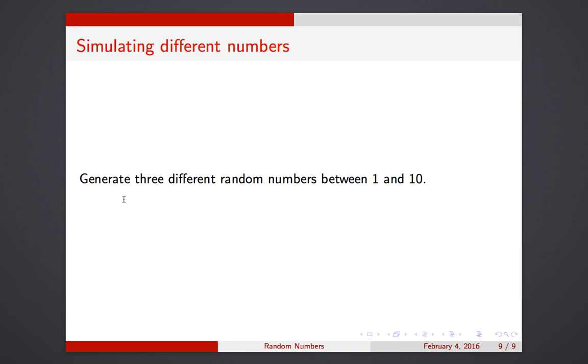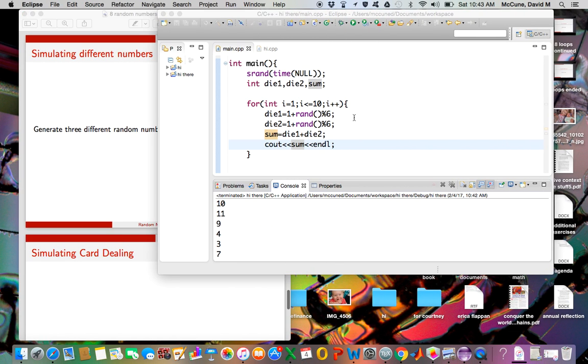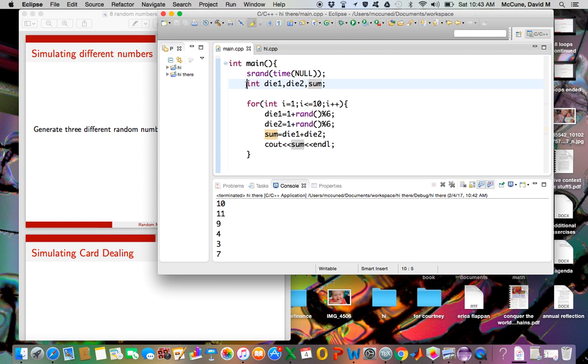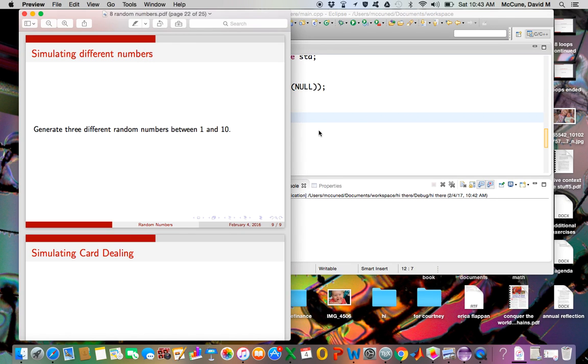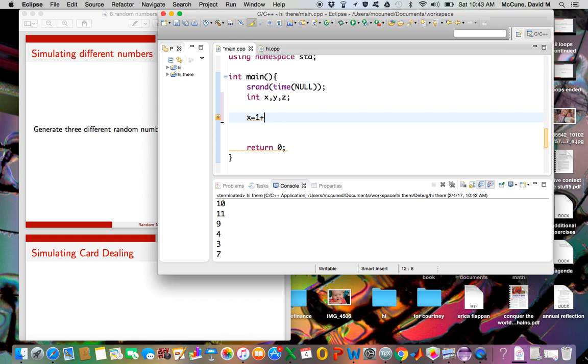Yeah, so this is a cute question. How can you generate 3 different random numbers between 1 and 10? What would that look like? It's not even clear that that's a well-posed question, but let me give you an idea. You want to choose 3 different random numbers, and they're all between 1 and 10. So let's create storage spaces for our 3 random numbers. Let's first just generate x. So x has to be a random number between 1 and 10. So that's 1 plus rand percent 10. Okay, so x has now been chosen.